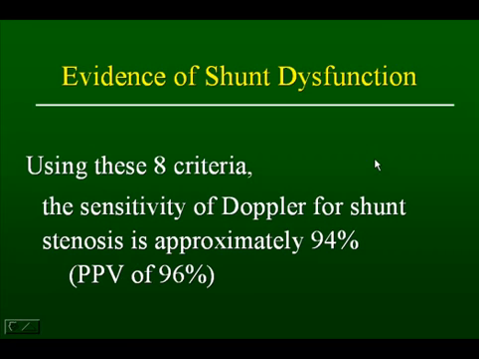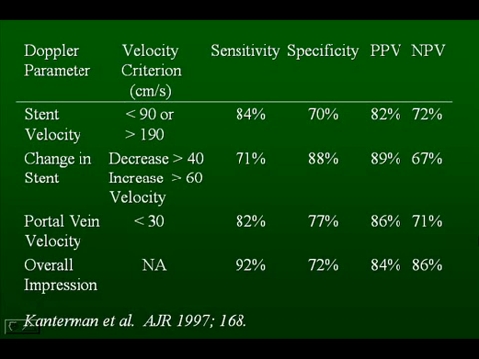Using these 5 criteria, the sensitivity of Doppler for shunt stenosis is approximately 94%, with a positive predictive value in a screened population of 96%. Here is a table adapted from the reference by Kanterman et al. This came out in the AJR in 1997 and is widely used. But you can see the sensitivities and specificities of the various criteria, and that overall you tend to be more sensitive than specific, which is the way it should be.